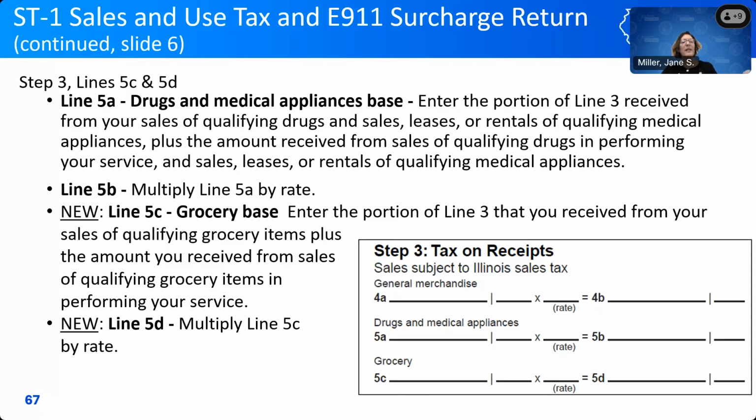Line 5B is the same. You multiply line 5A by the tax rate. You get the taxes due on the drugs and medical appliances. New, we have line 5C, grocery base. So you need to enter the portion of line 3 that you received from your sales of qualifying grocery items, plus the amount you received from sales of qualifying grocery items in performing your service. And then new, we have line 5D, so you need to multiply line 5C by the rate. In some areas, there may not be a rate, but in others there will be.